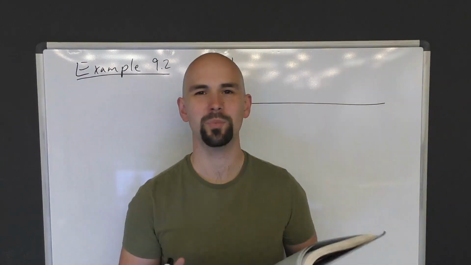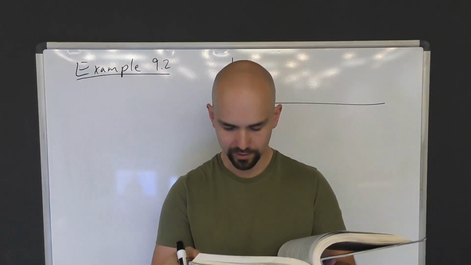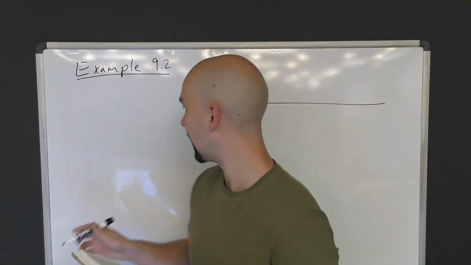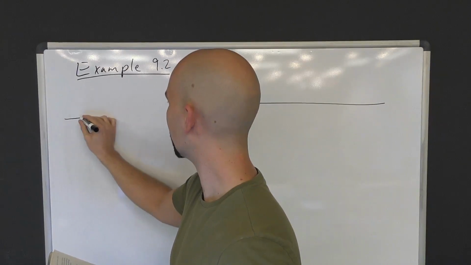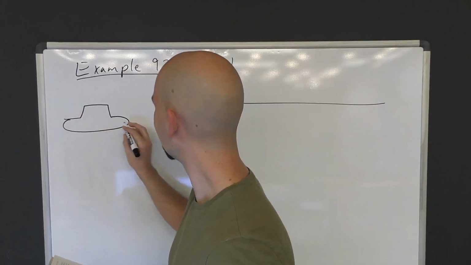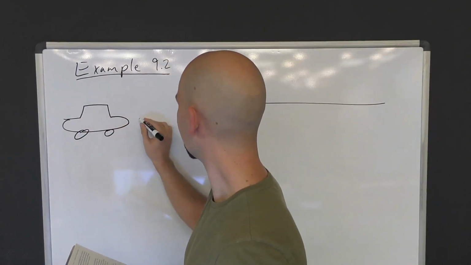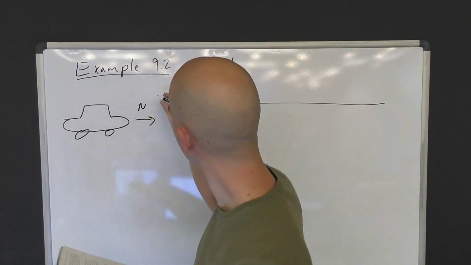All right, example 9.2, it says, two cars are traveling down a road. The first car is traveling north at 55 miles per hour. So here's the car number one. And for these, it really helps to draw a picture, I think. And we'll say it's going north at 55 miles per hour.